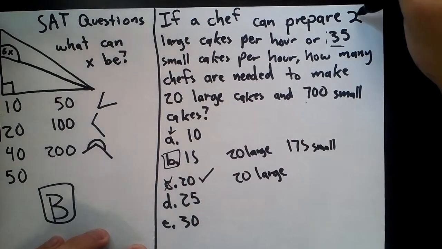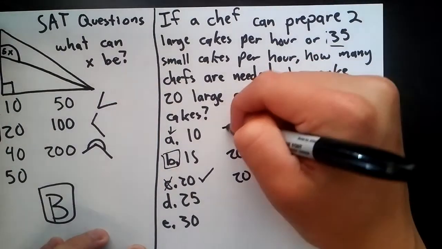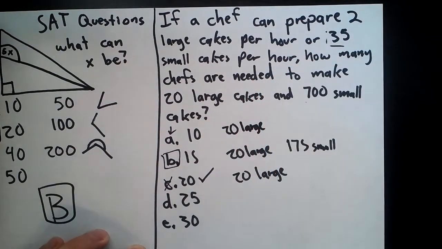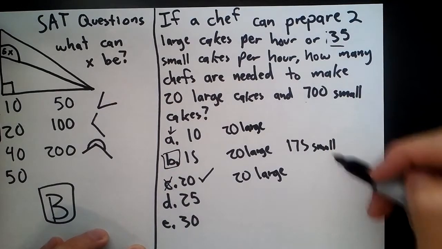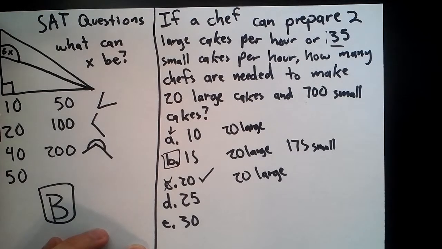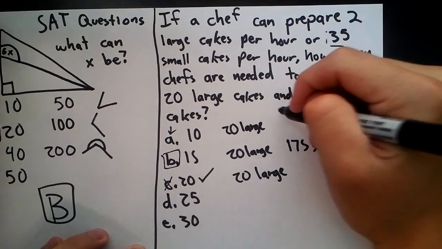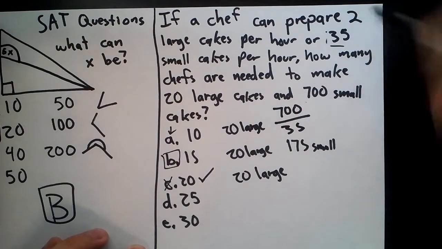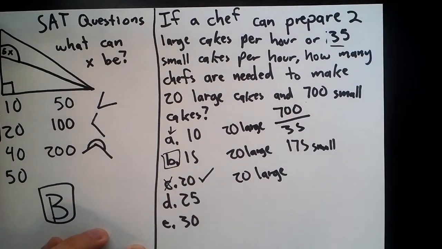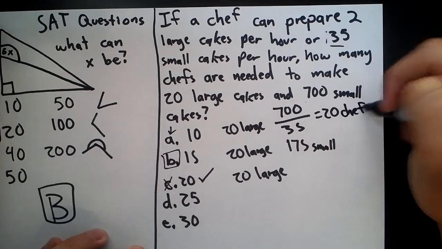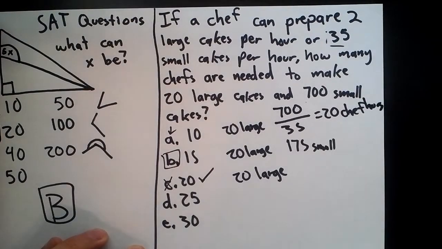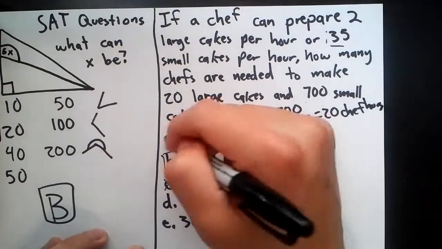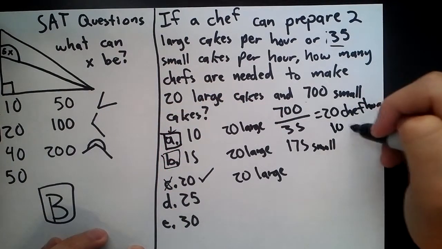With A, for the first hour, if we have each of these chefs making 2 cakes each, that would work. We get our 20 large cakes done. But we still need to make 700 small cakes. We could use the rest of the chefs for that. So 700 divided by 35, because that's how many small cakes they'd make per hour, equals 20 chefs. Or that would be 20 chef hours. But since there's still 2 left, the answer is A. 10 chefs.